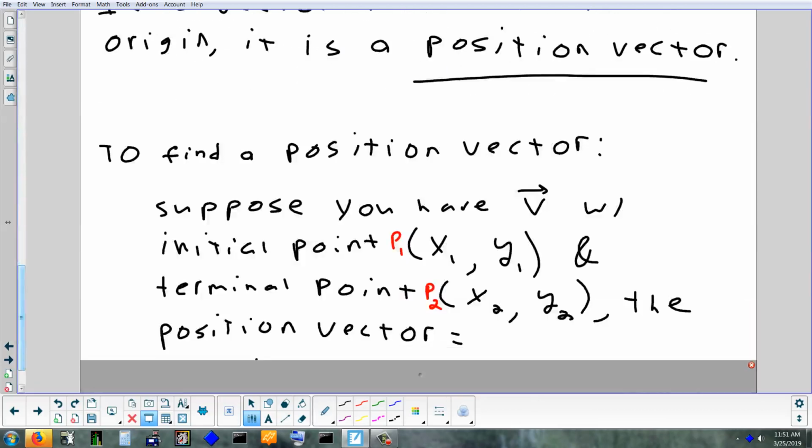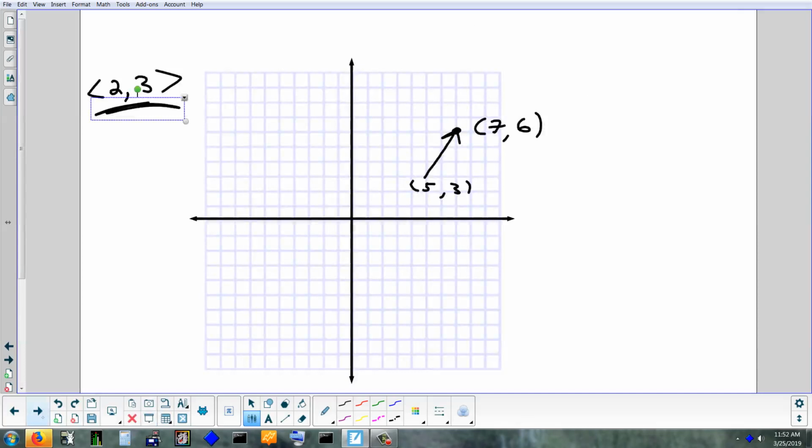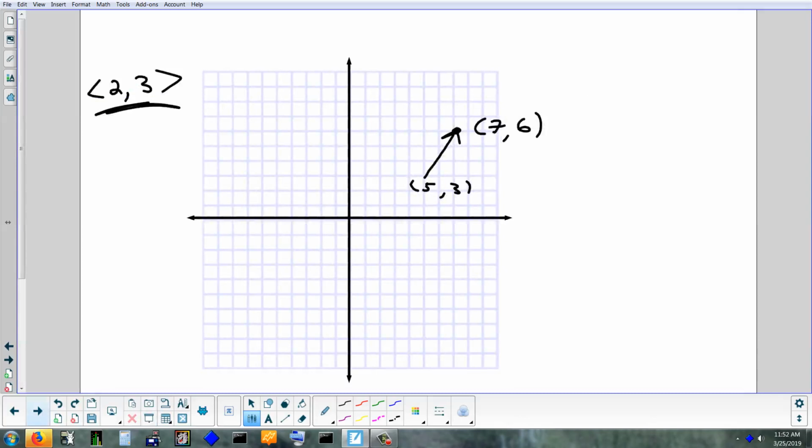All right. So I'm going to write down what you just said. Suppose you've got a vector, and they'll tell you the initial point and the terminal point, just like I did on the other page. P1, P2. Now, if they don't tell you which one is which, just assume that P1 is the initial, P2 is the terminal. Always. To find the position vector, you want to subtract terminal minus initial. Do it for the x's, then do it for the y's. Just like we did right here. 7 minus 5, 2. 6 minus 3, 3.